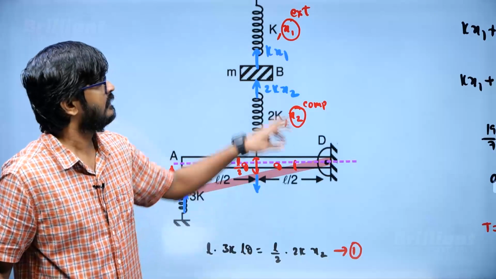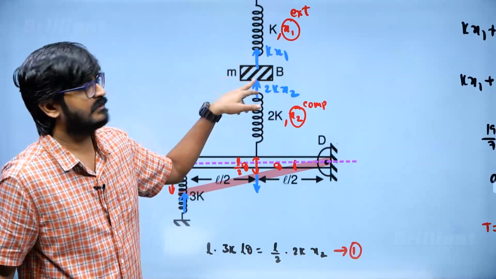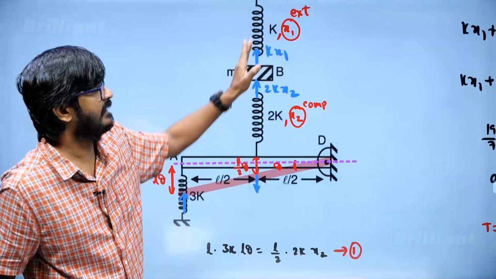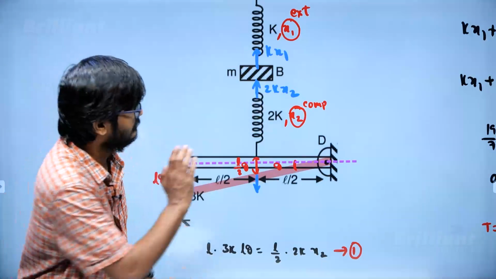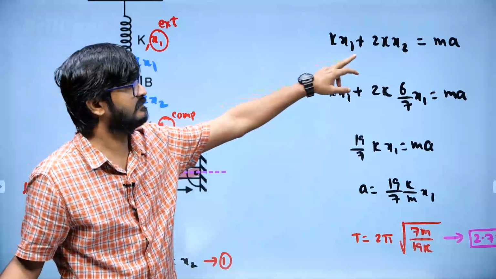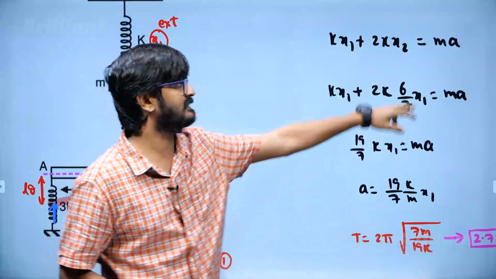But what you need to write is the force on this. What will be the force on this? This spring will try to pull it upwards because it has been extended, right? So Kx1, and this has been compressed, right? So this will also try to push it in the same direction. So what is the net force? Net force is this much, equals to mass times of acceleration. But what is this acceleration?